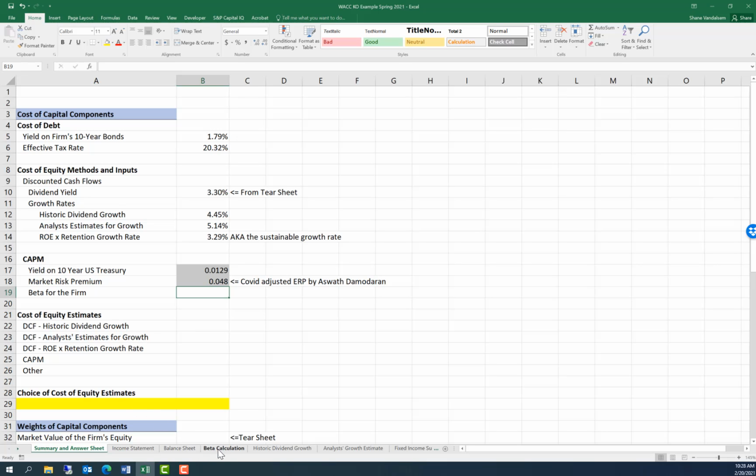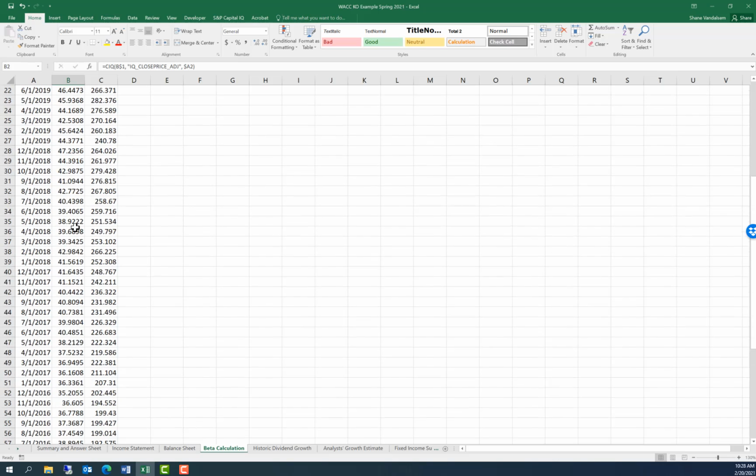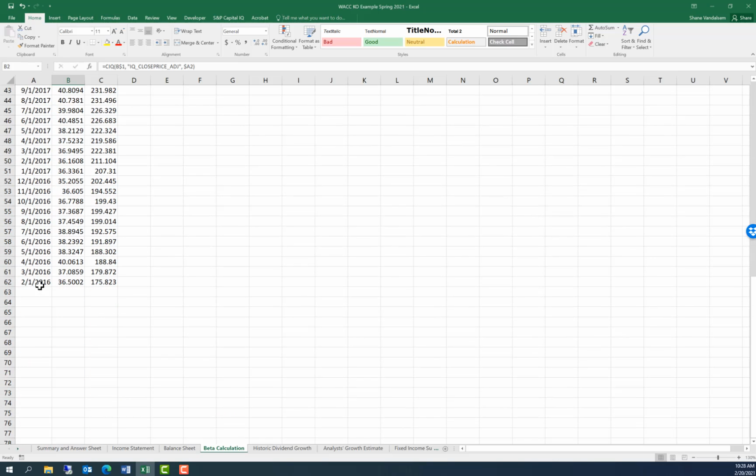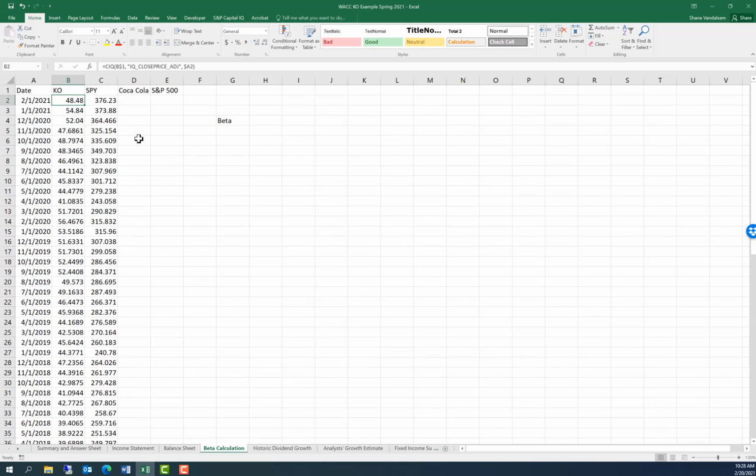And I'm going to go out here to the beta calculation tab. Mind you, I didn't put equals there because we've got to do some work out here. So what I've downloaded here is the stock prices for Coca-Cola, that's KO, and for the S&P 500 index. And this is a tracking index for the S&P 500 large cap index. And I've downloaded the prices for 61 months to get returns for 60 months.